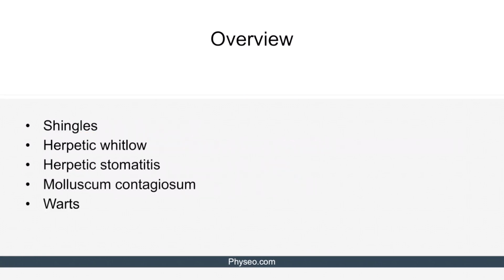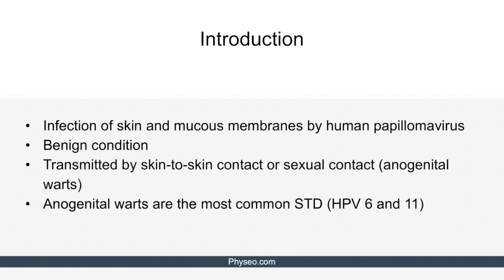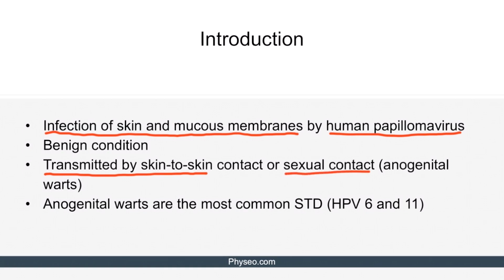Finally, let's move on to our last topic, warts. Warts, or verrucae, is the infection of skin and mucous membranes by human papillomavirus, HPV. It's a benign condition, but recall that some strains of HPV can cause cancer, particularly HPV 16 and 18. Those cause cervical carcinoma. And the virus is transmitted by direct skin-to-skin contact or by sexual contact, in the case of anogenital warts. Anogenital warts are the most common sexually transmitted disease, and the strains responsible for those are HPV 6 and 11.